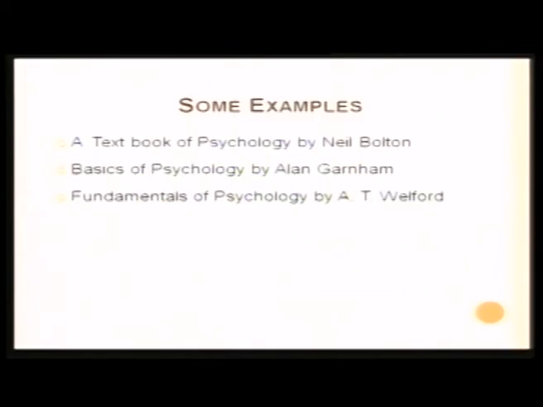For example, we have 3 books in psychology by different authors. A Textbook of Psychology by Neil Bolton, Basics of Psychology, then Fundamentals of Psychology. All the books belong to the main class of psychology. Naturally they will be classified under psychology, but the message over here is that all books in the libraries have unique call numbers, and accordingly they are shelved. Since all the books are on psychology, they will be further individualized by the surname of the author.